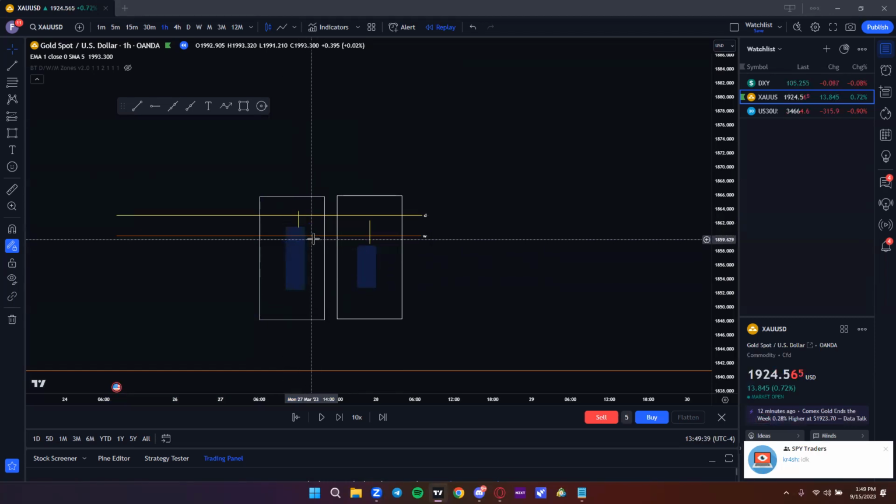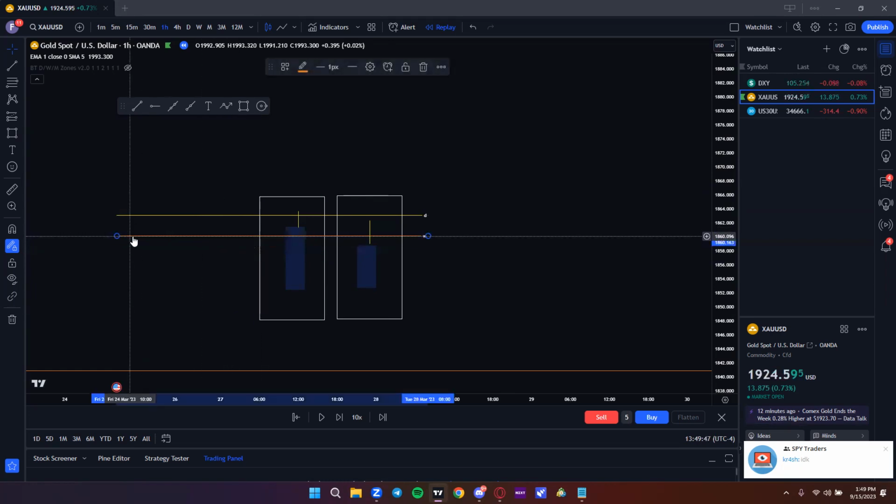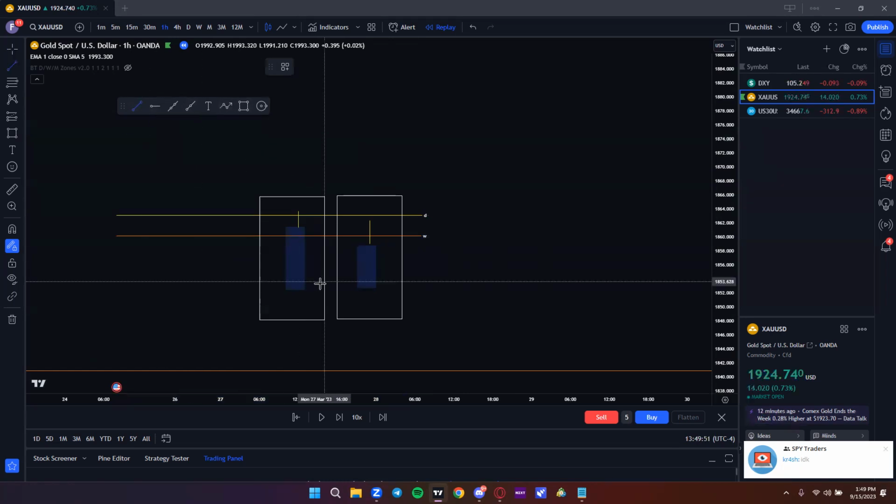You identify the source break. So you identify the breakout level, which is this, and you identify something here that can either potentially come back into here or here. One of those two.